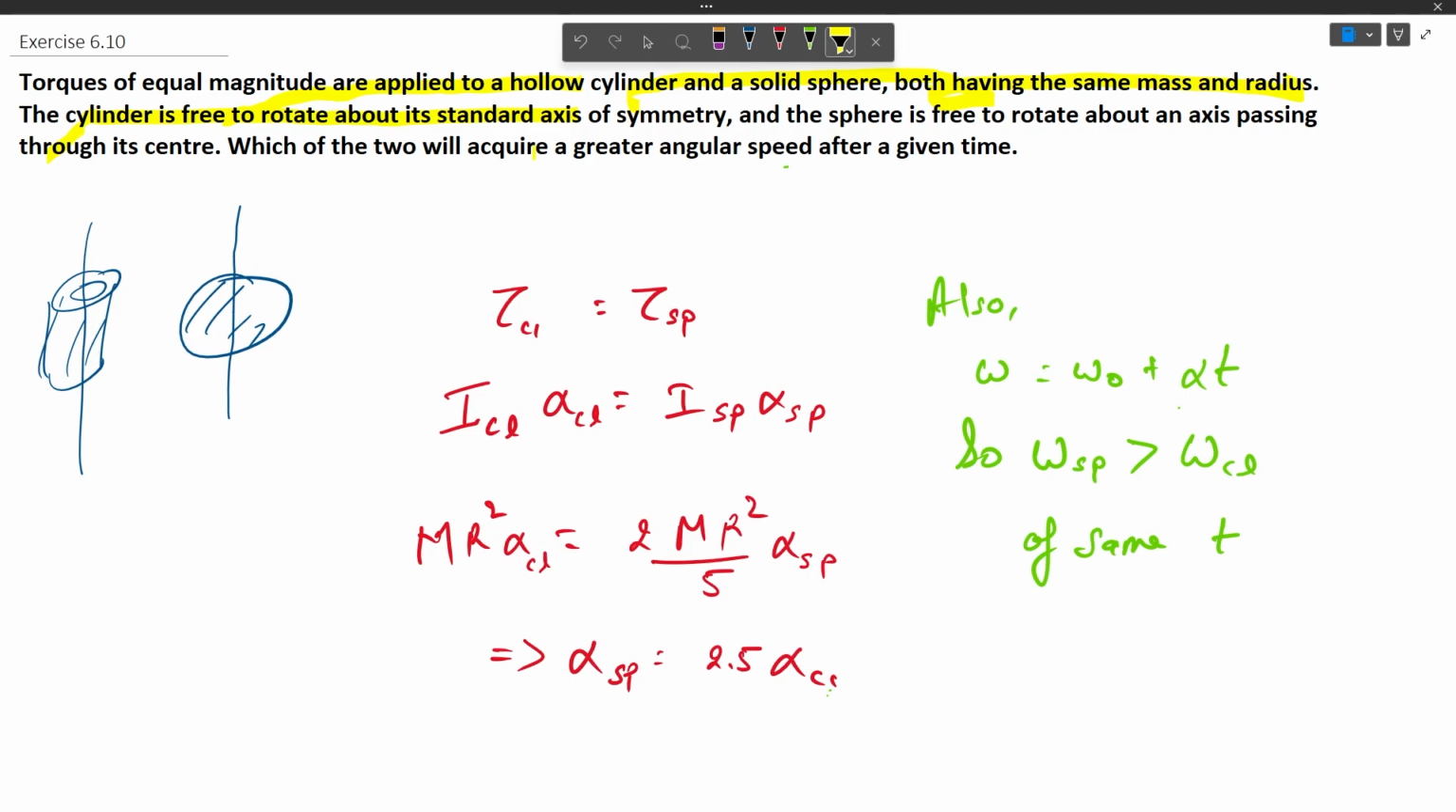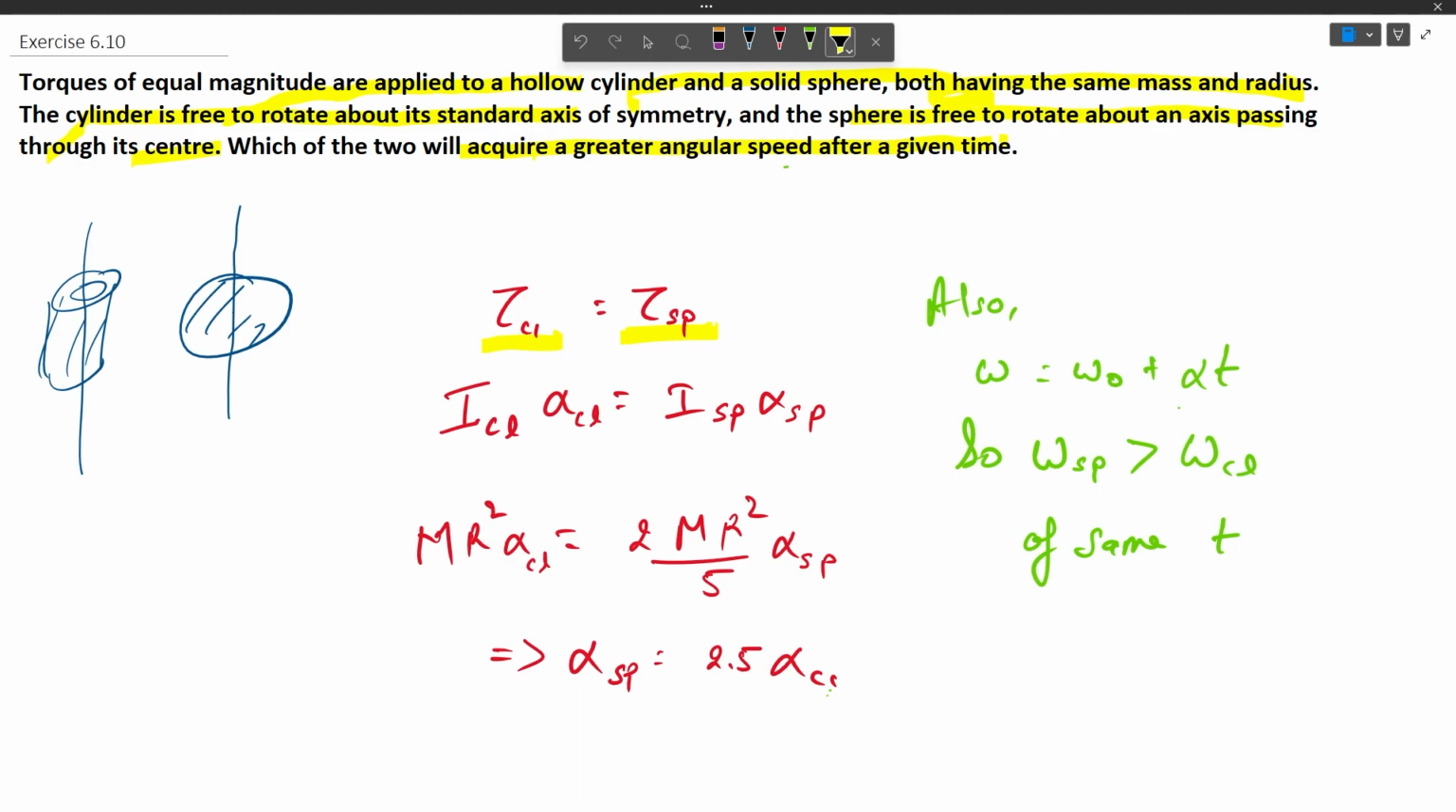So the cylinder's principal axis is this, passing through the center, and the sphere is free to rotate about its axis passing through the center. Again, the sphere is also rotating about the axis that is passing through its center. Which of the two will acquire the greater angular speed after a given time? So it is saying that the torque applied to the cylinder is equal to the torque applied to the sphere.